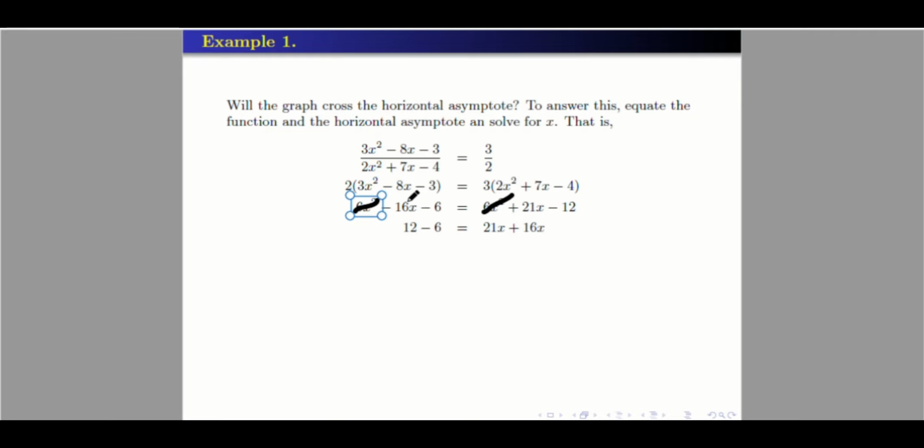So I will transpose negative 16x. So this will become positive 16x. And negative 12, I will transpose it here. So we have positive 12. And just copy negative 6 and positive 21x. 12 minus 6 is 6. 21 plus 16 is 37.